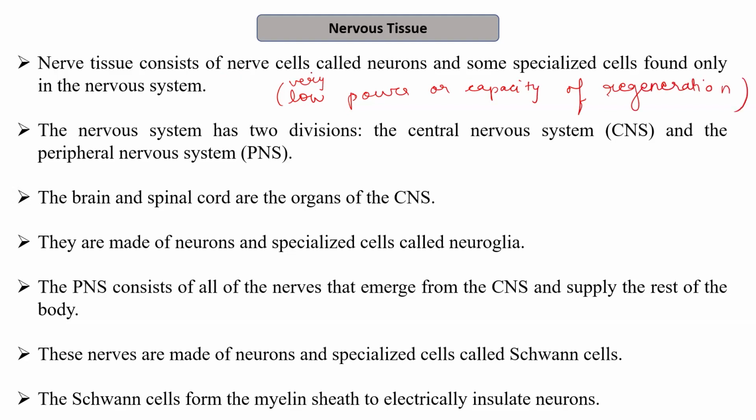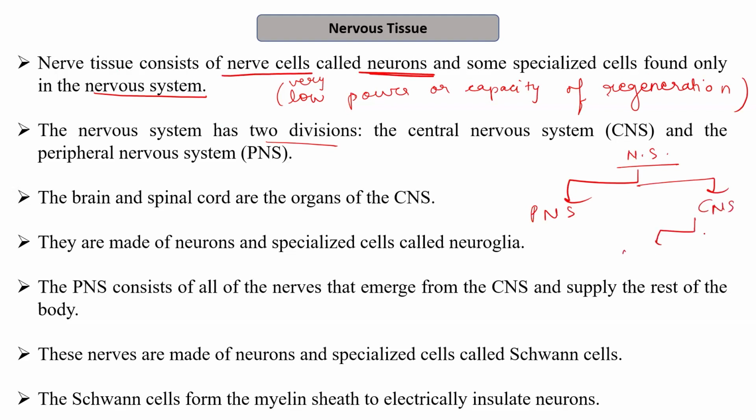So nerve tissue consists of nerve cells, which are called neurons, and in the nervous system, there are two divisions. The complete nervous system can be divided into two parts: the peripheral nervous system and the central nervous system. The central nervous system consists of the brain and the spinal cord, while the peripheral nervous system consists of all the nerves and nerve cells.